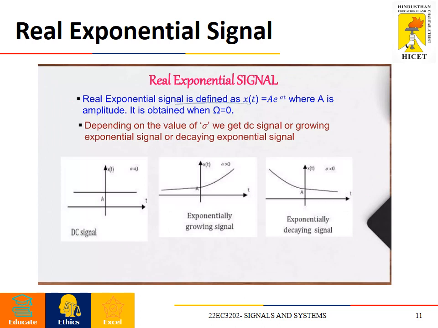The next is the real exponential signal. Here the omega value will be 0. So x of t equals a e power sigma t. The omega becomes 0. Depending upon the value of sigma, we get the DC signal, growing exponential signal or decaying exponential signal.